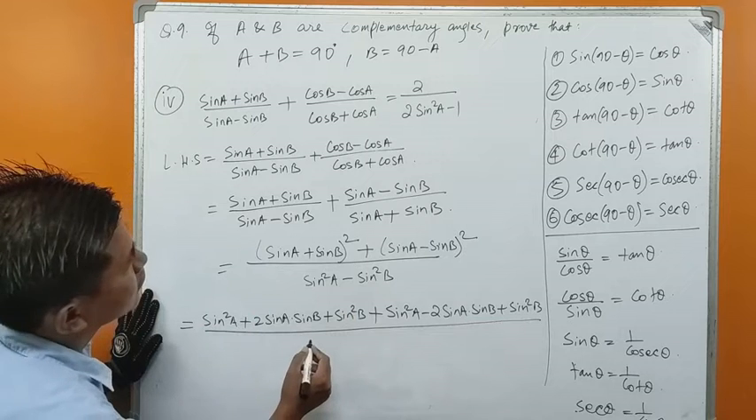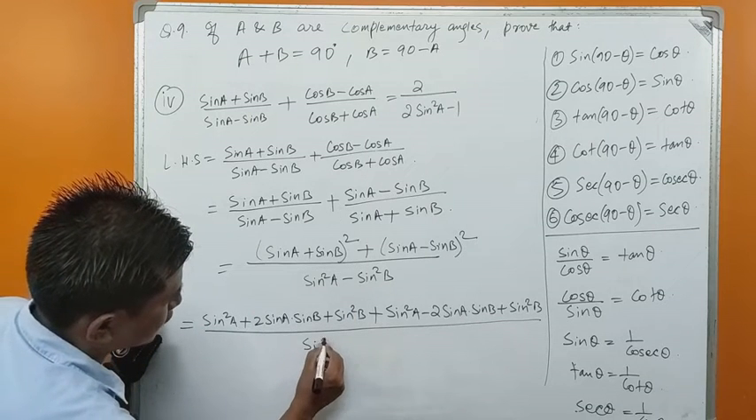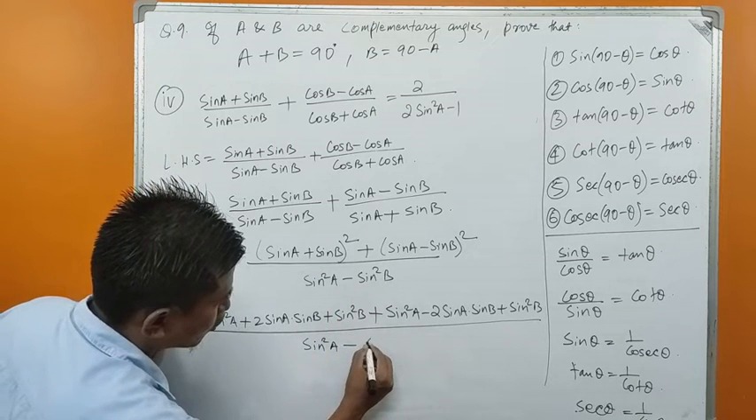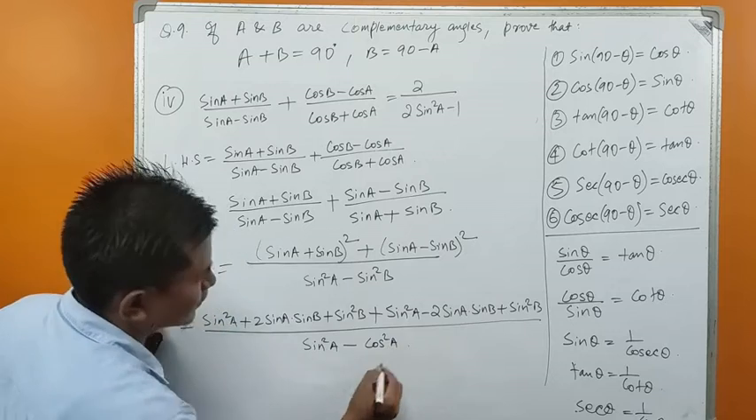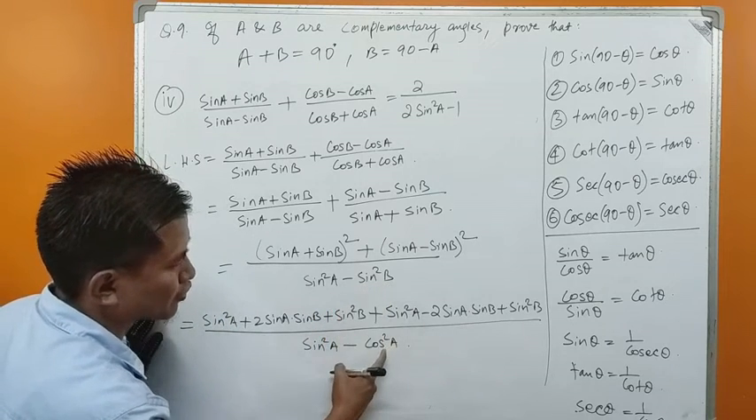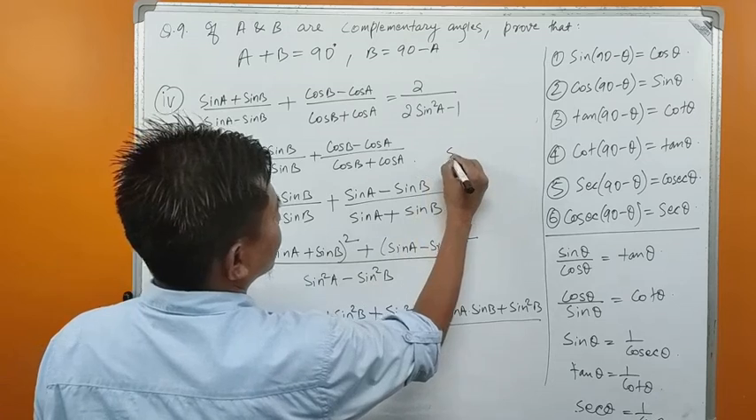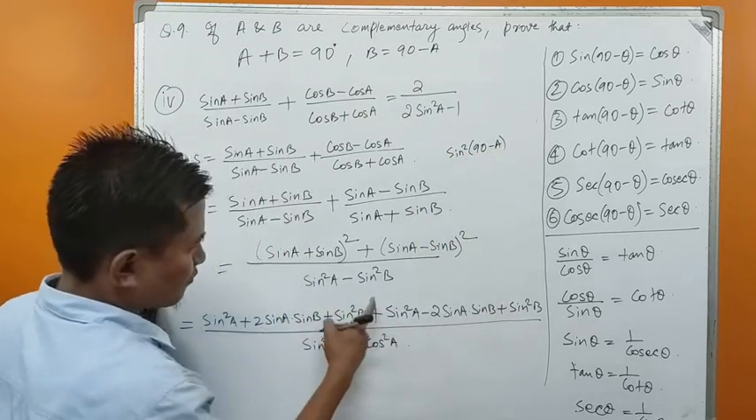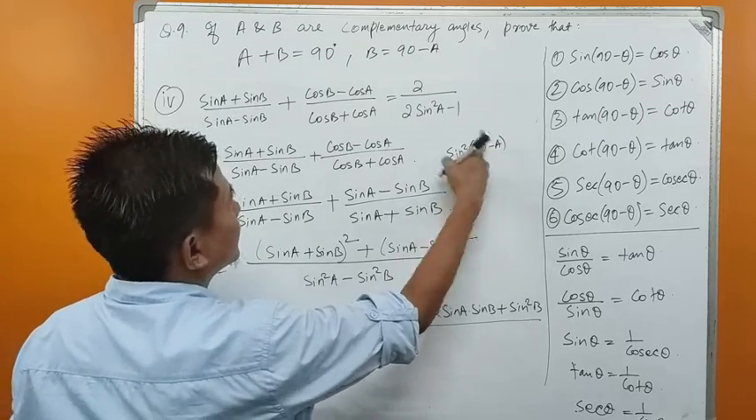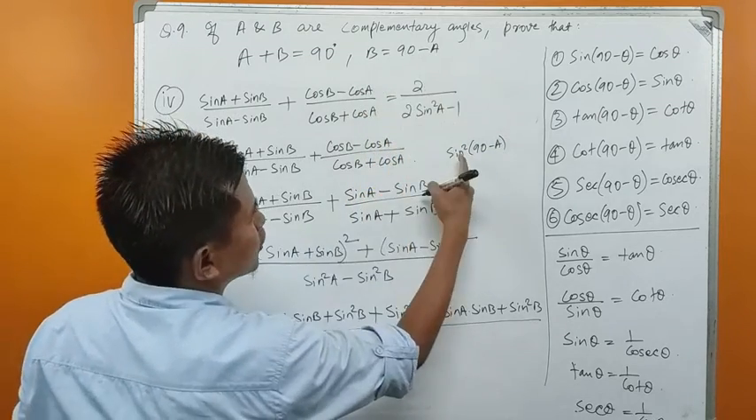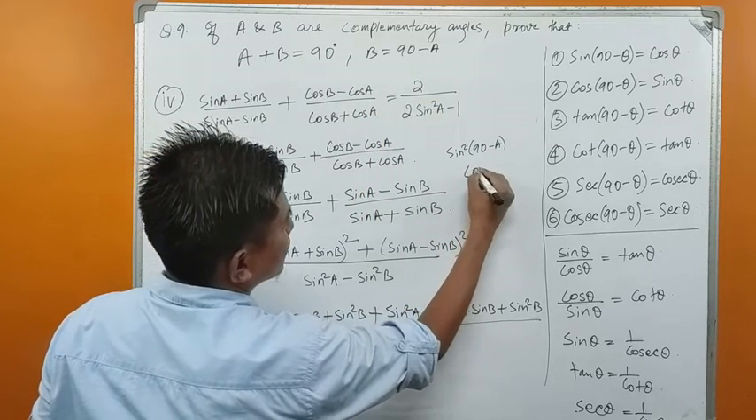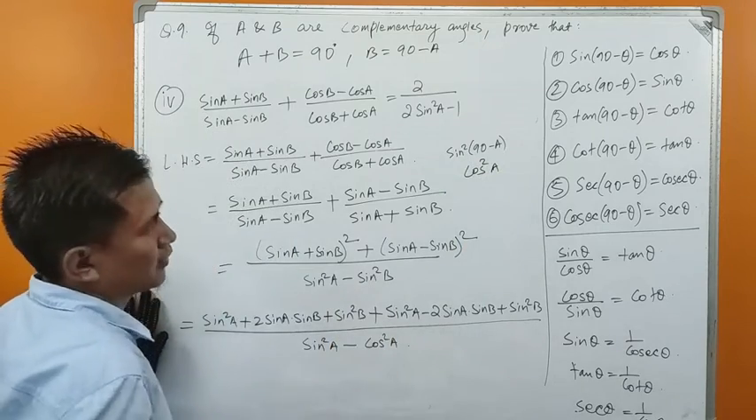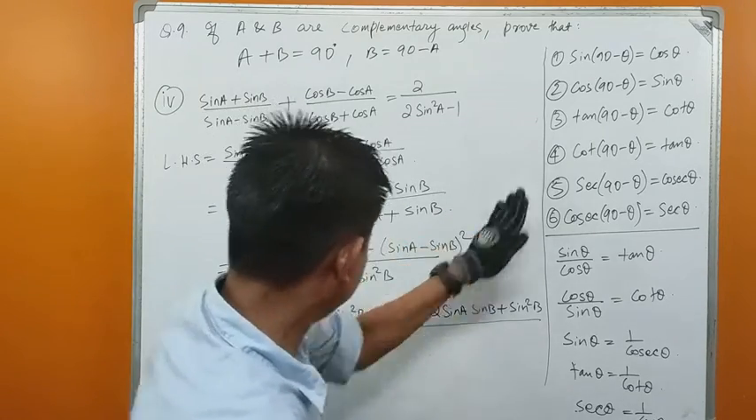square b. So sin square a minus sin square b is actually cos square a, isn't it? Sin square b is actually cos square a, because sin square b means sin square (90 minus a). B can be written as 90 minus a. So sin(90 minus a) is cos a. So this is square, so cos square a. Sin square b is cos square a. Okay. I hope you are getting me.